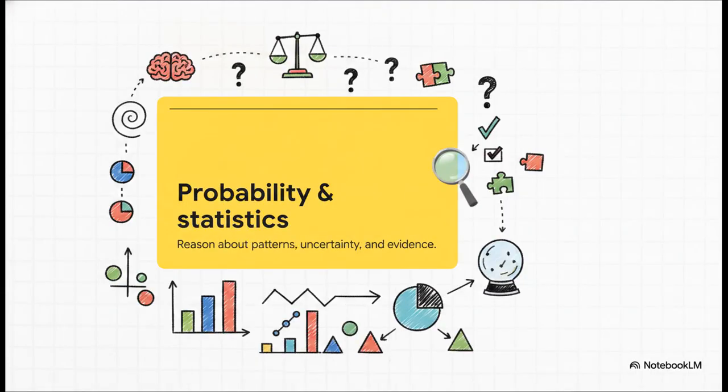This is your mathematical foundation for finding patterns and dealing with the unknown. In AI, this is exactly what allows a system to reason properly about uncertainty, weigh different pieces of evidence, and make really educated predictions based on patterns it's seen in the past.